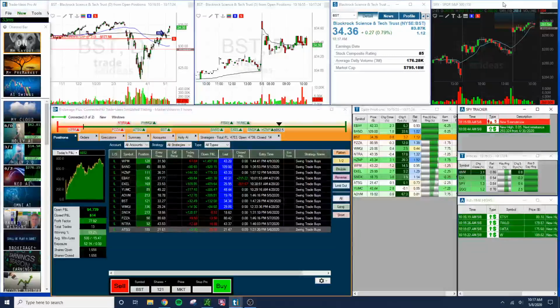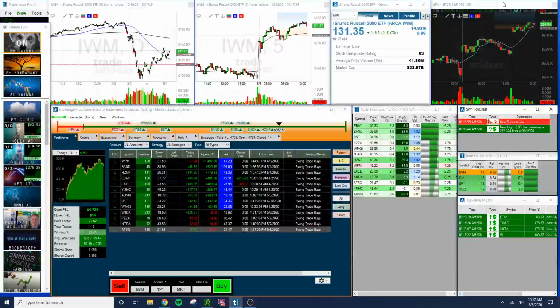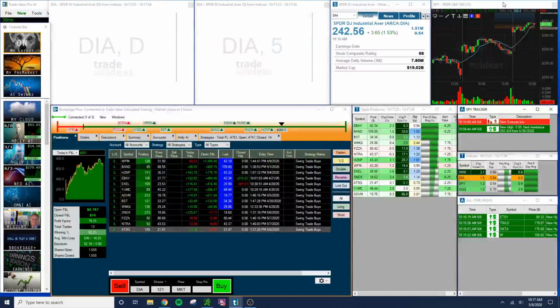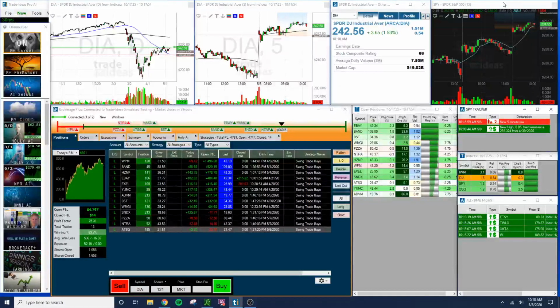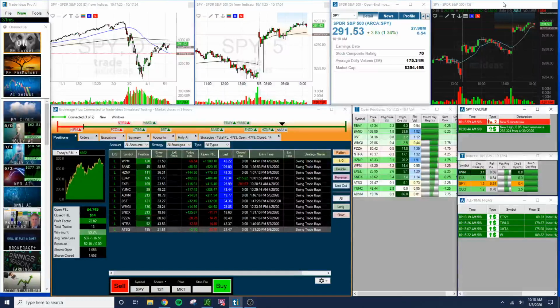If you're looking for hardcore options data, you're not going to find it in Trade Ideas. It's not built for options trading. We don't have any volatility data. You don't have any spreads data. You don't have any strike-specific or expiration-specific data. None of that. This isn't built for options trading. It's built for stock trading.